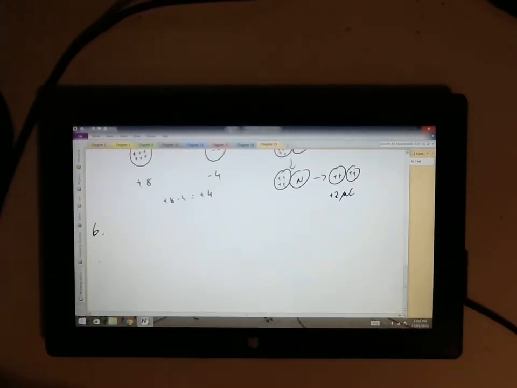Let's head into 6. Figure 21.10b, A and B insulated spheres. This time sphere A has twice the radius of sphere B. What will be the charge in each sphere as they touch together and separate?